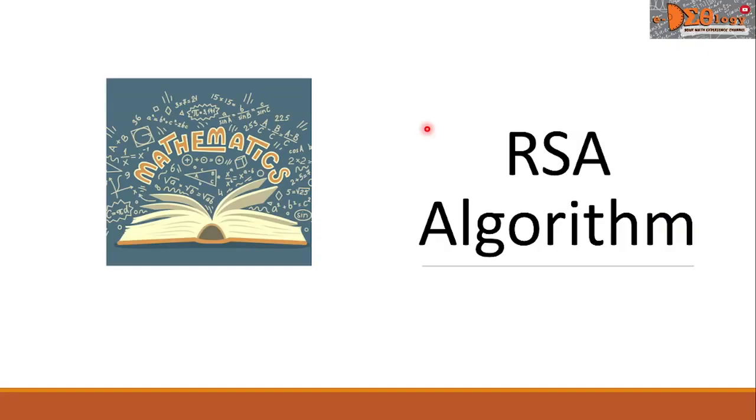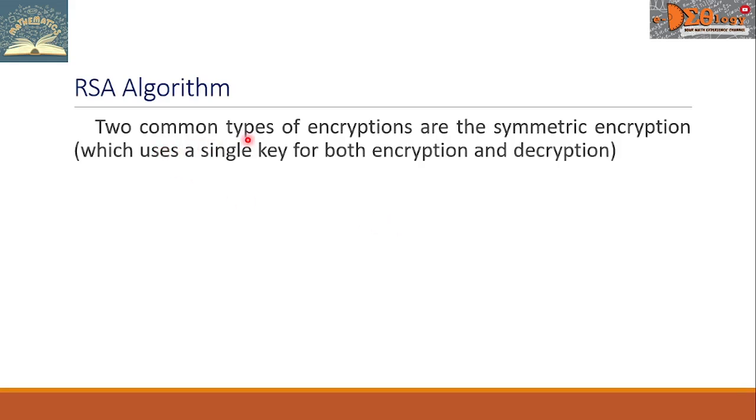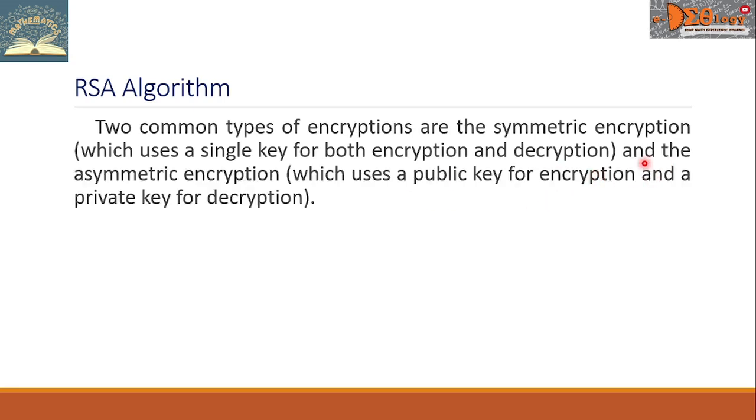Hi everyone, today we're going to study RSA algorithm. Two common types of encryptions are the symmetric encryption, which uses a single key for both encryption and decryption, and the asymmetric encryption, which uses a public key for encryption and a private key for decryption.